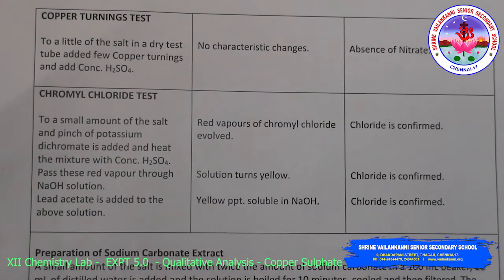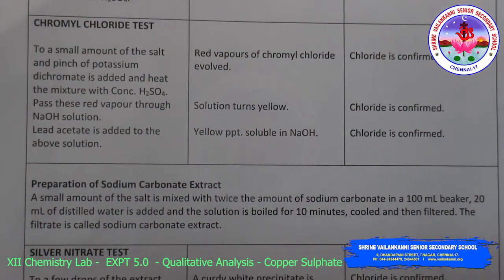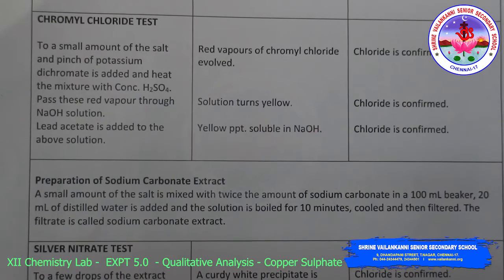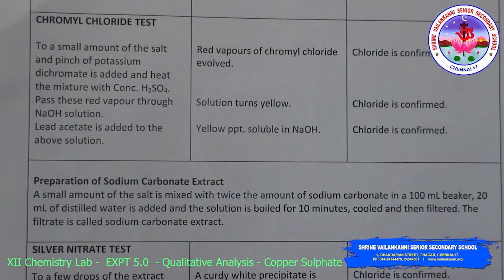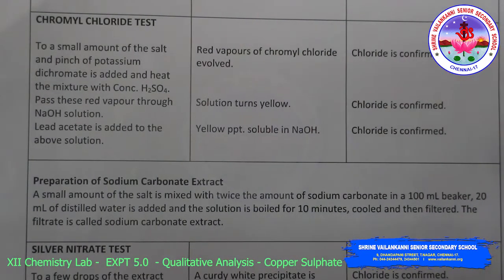Chromyl chloride test, a confirmation test for chloride. Take the substance, add a pinch of potassium dichromate and heat with concentrated sulfuric acid. Pass the red vapors through sodium hydroxide solution. Red vapors of chromyl chloride confirm chloride, and the solution turns yellow. Again lead acetate is added to the solution, and a yellow precipitate is obtained, which is soluble in sodium hydroxide; chloride is confirmed. So this is the confirmation test for chloride.